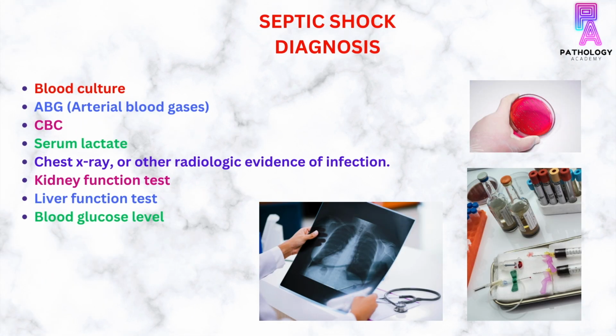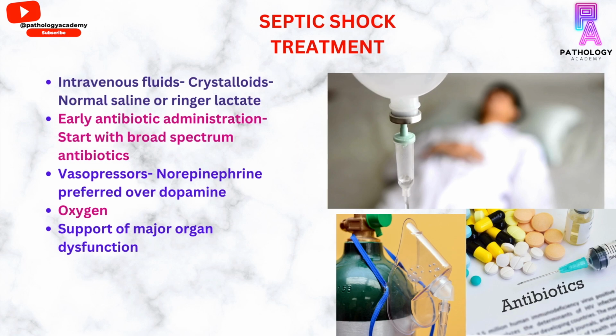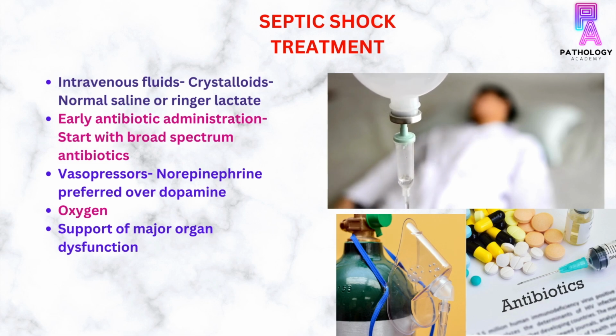Diagnosis of septic shock is generally done by a workup which includes blood culture, arterial blood gases, complete blood counts, serum lactate, chest x-ray or other radiological investigations, kidney function test, liver function test, and blood glucose levels are also done. For the treatment of septic shock, intravenous fluids like normal saline or ringer lactate can be given. An early antibiotic administration should be started with broad spectrum antibiotics, and later when the culture sensitivity reports come, the antibiotic could be changed according to the sensitivity.